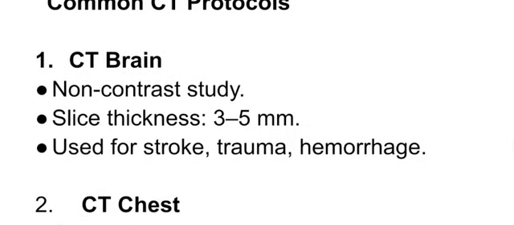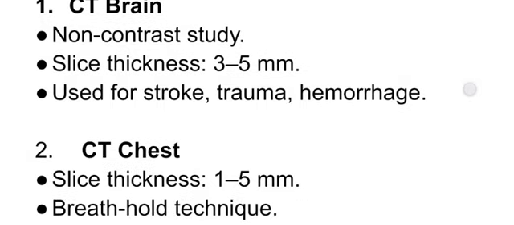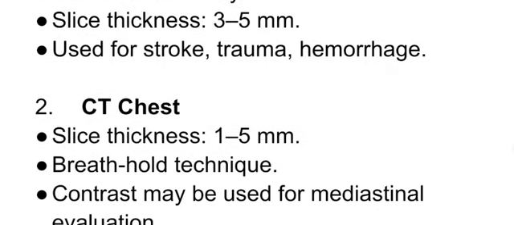Next, what are the common CT protocols? Usually, you will be taking a CT brain. That is mostly a non-contrast study, where the slice thickness will be about 3 to 5 mm, and it is used for stroke, trauma or hemorrhages. Next is CT chest. In CT chest, the slice thickness will be about 1 to 5 mm, and it is a breath hold technique where the patient has to hold their breath during the scanning, and contrast may be used for mediastinal evaluation.